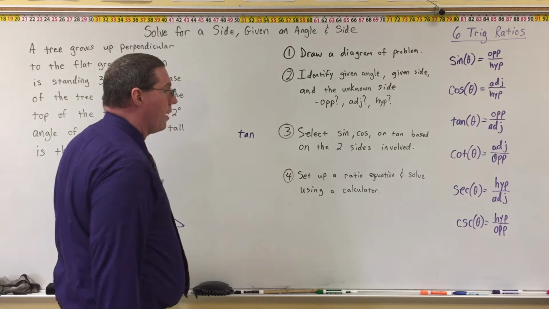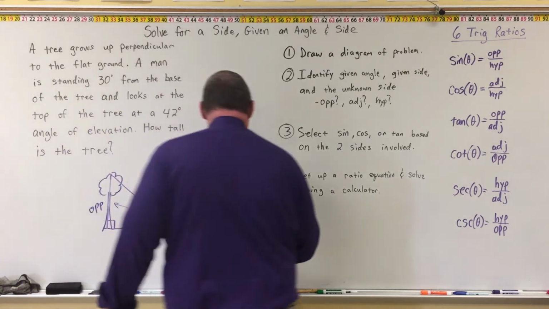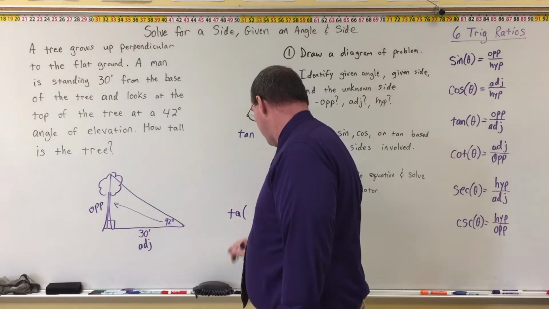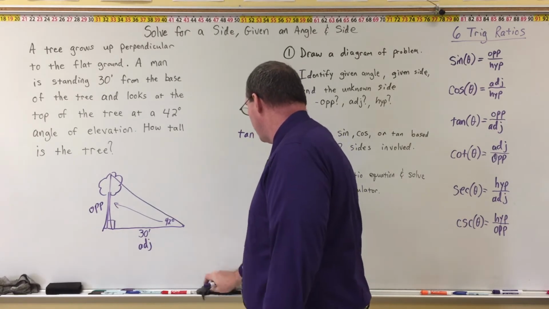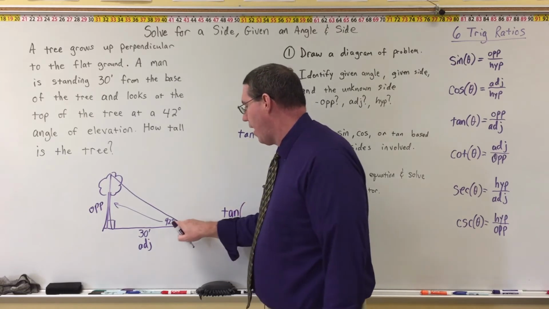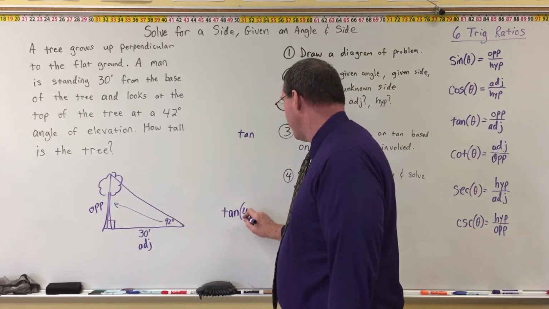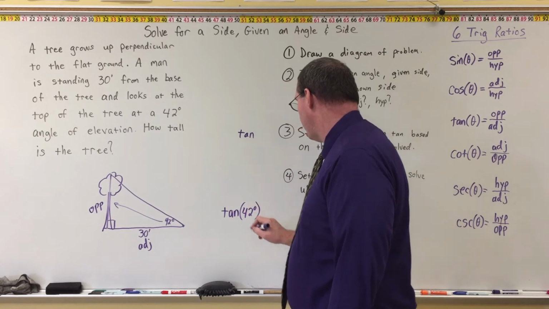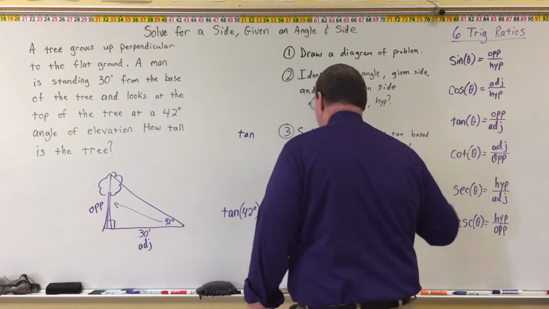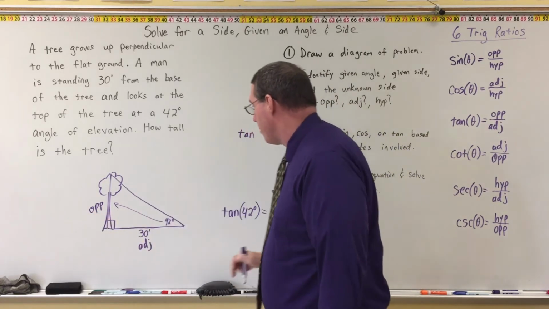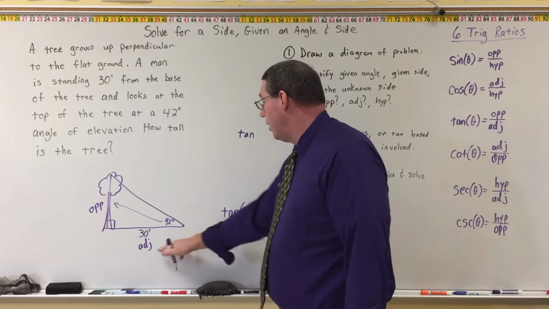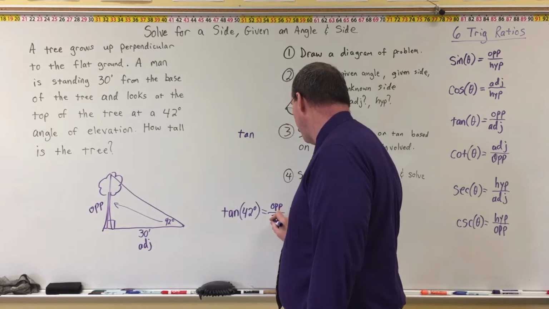Now we're going to set up a ratio equation. So it's going to be tangent. It's always the trig function. Oops, there's supposed to be an n in there. The trig function, so tan, and then in parentheses is whatever angle measure you were given. 42 degrees. So tangent of 42 degrees is equal to, well, the ratio is opposite over adjacent. Well, in this case, we don't know opposite, so we'll just write OPP there. Opposite over adjacent in this case is 30 feet.